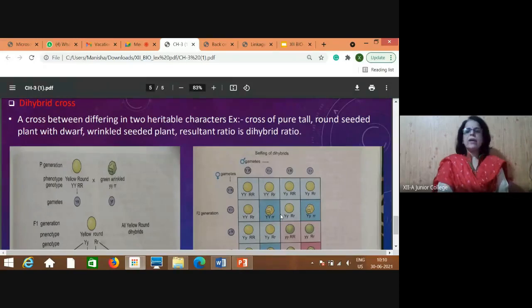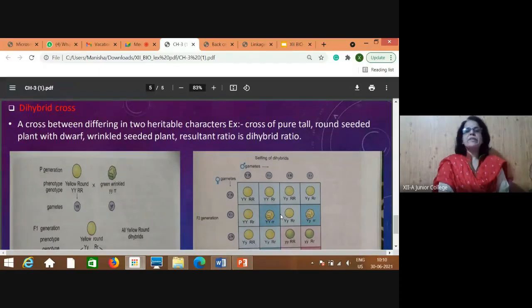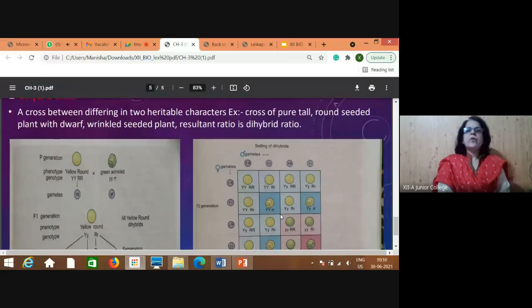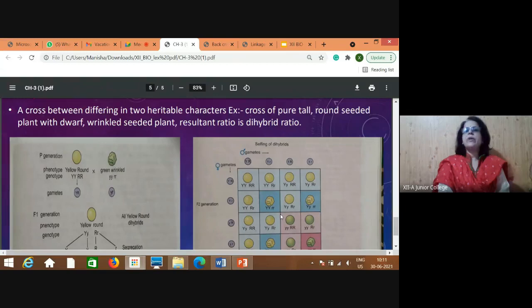I explained you that day in short, but I want to discuss it again in detail. Di means two. Hybrid, when the cross is between the parents differing in two characters, when two characters are considered for the hybridization method. So that's why this is called as dihybrid cross, right? When parents considering two different characters in a cross, that cross is called as dihybrid cross, and the ratio which we get with the help of this cross is called as dihybrid ratio.